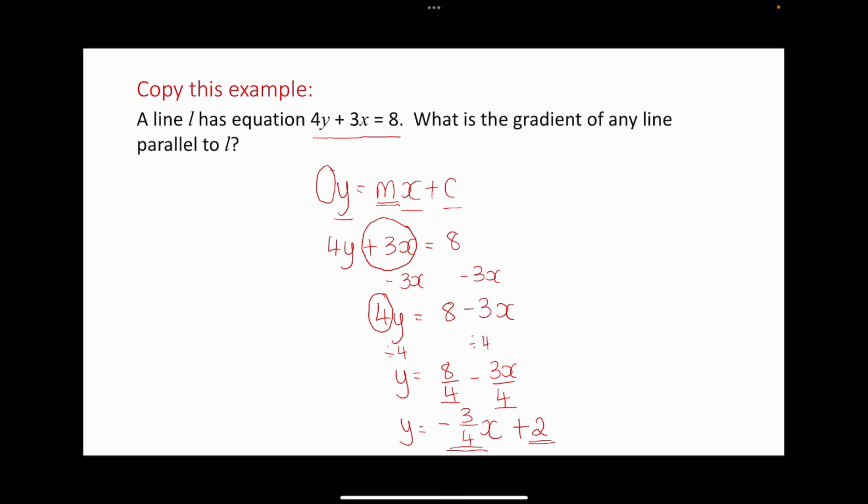So remember, c is your y-intercept. However, this question is asking about our gradient. So when it's saying what is the gradient of any line parallel to L, any line parallel to L is going to have the gradient m equals negative 3 over 4.